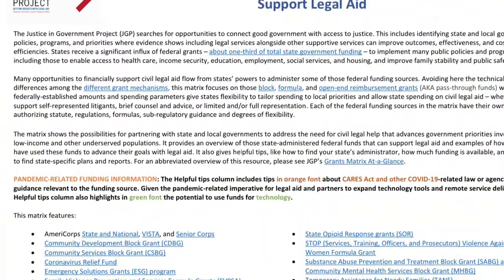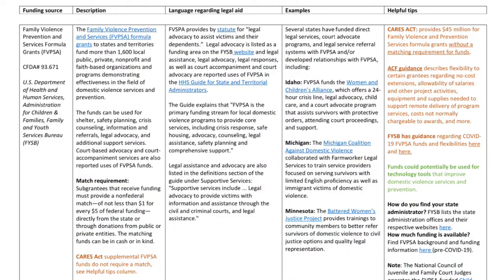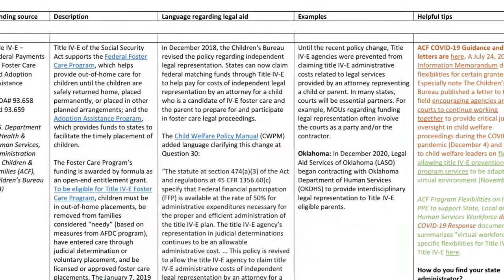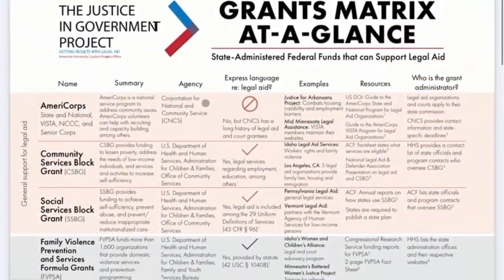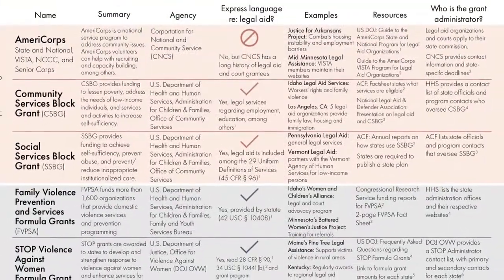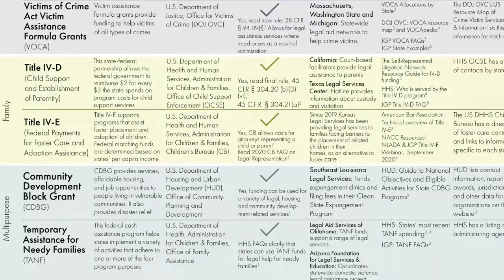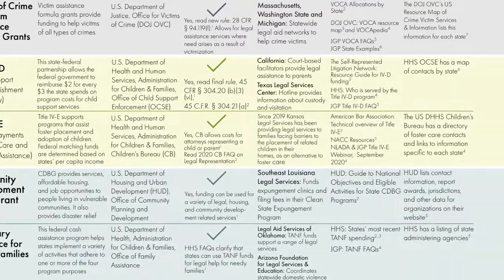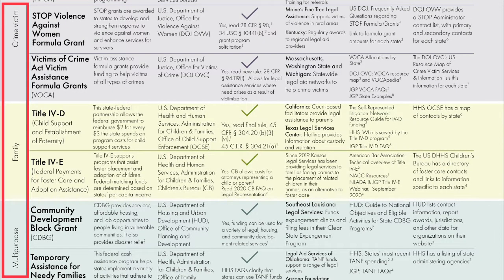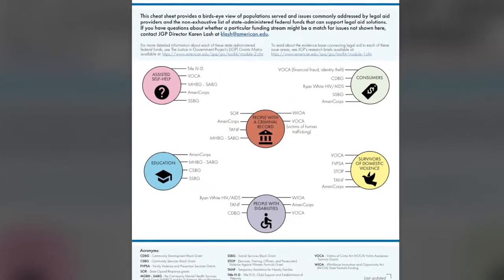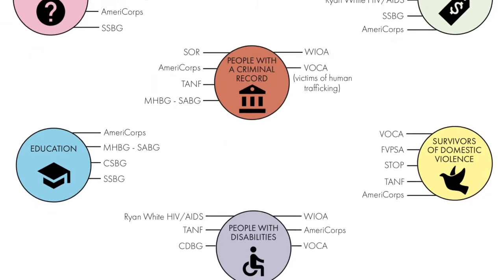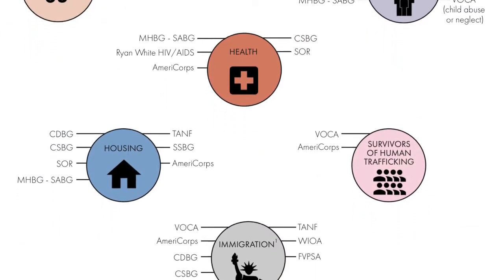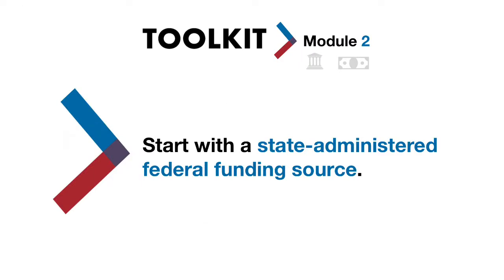The Matrix provides a high-level introduction to the possibilities for partnering with state and local governments to address the need for civil legal aid, as well as the hyperlinks you need for a deeper dive. To target grants by issue area or demographic, check out our Grants Matrix at a Glance, which provides a brief overview of the matrix organized by issue area along the left side of the page. We also created a Funding by Issue cheat sheet, which provides a bird's-eye view of state-administered federal funding sources by issue area. To navigate the Grants Matrix, start with a state-administered federal funding source.